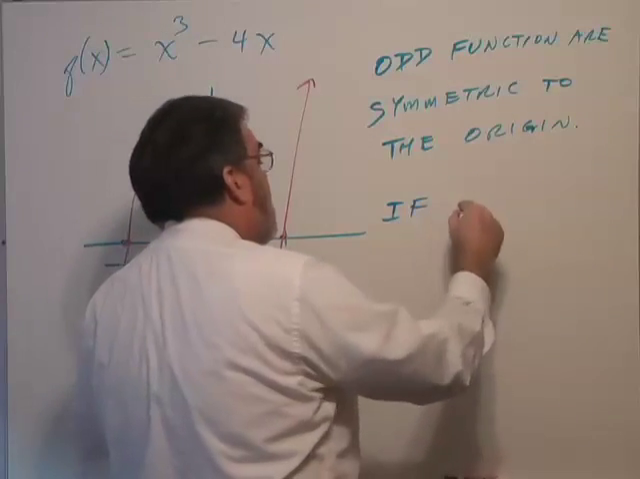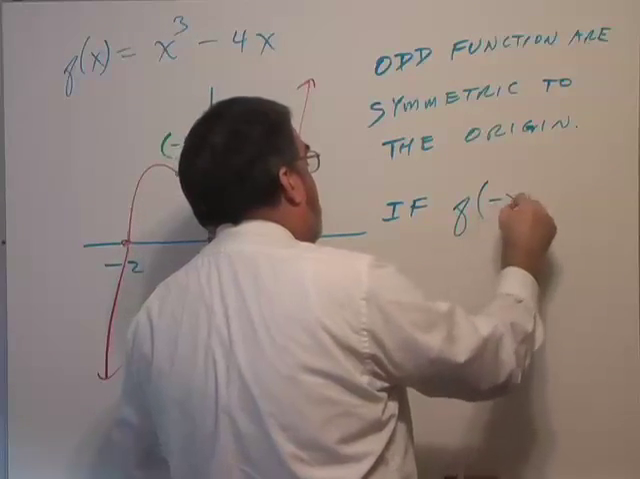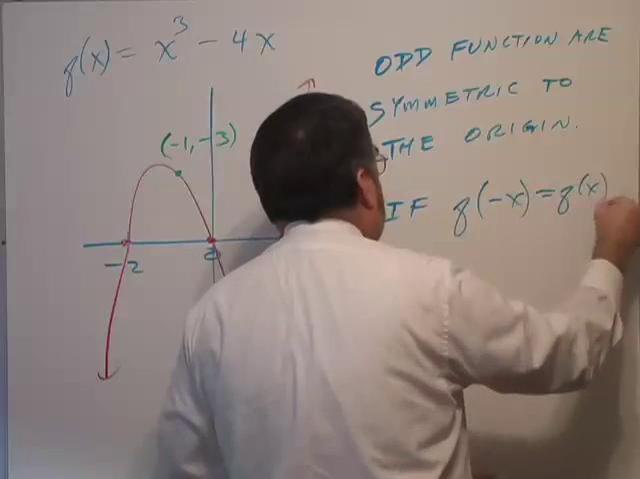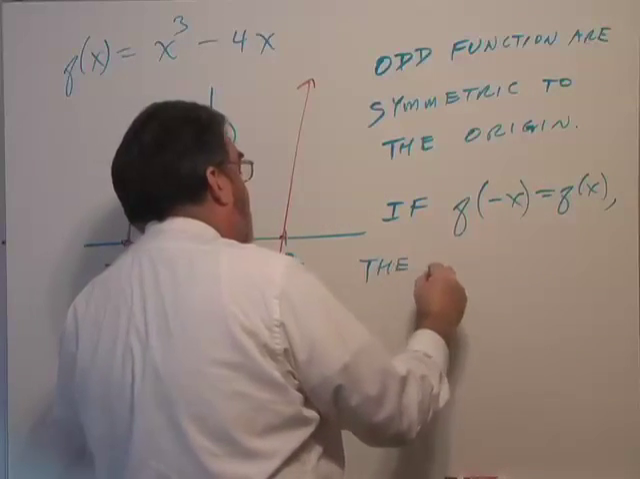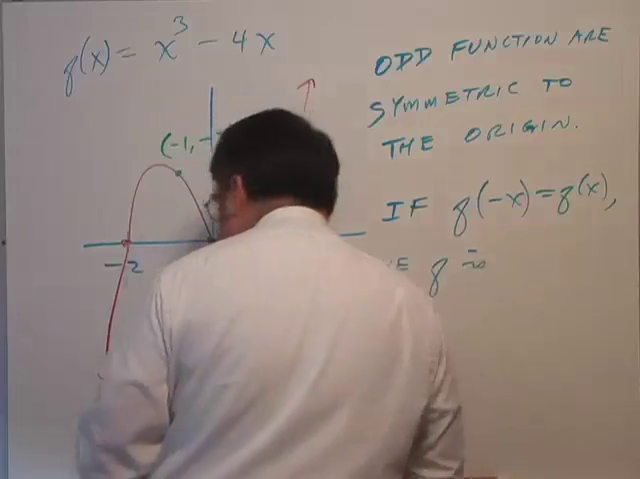If f of negative x equals f of x, then f is an odd function.